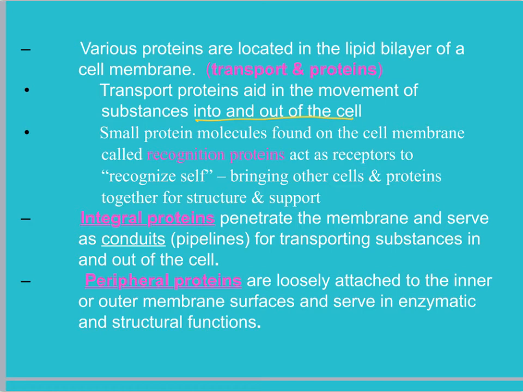You also have recognition proteins on the outside of the cell membrane, and they are receptors to recognize if the cell belongs. So for example, a bacteria cell is not normal to be in your body. So these recognition proteins can notice a bacteria cell and notice that it's not supposed to be there. Or it can notice one of your own personal red blood cells and know that it is supposed to be there. Anyway, then you have integral proteins.